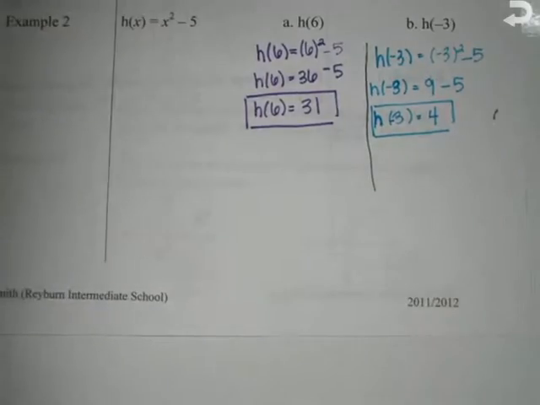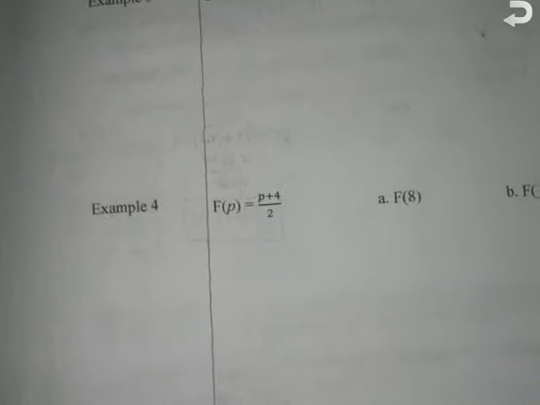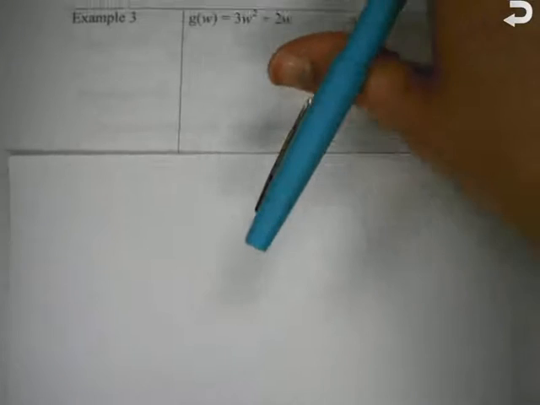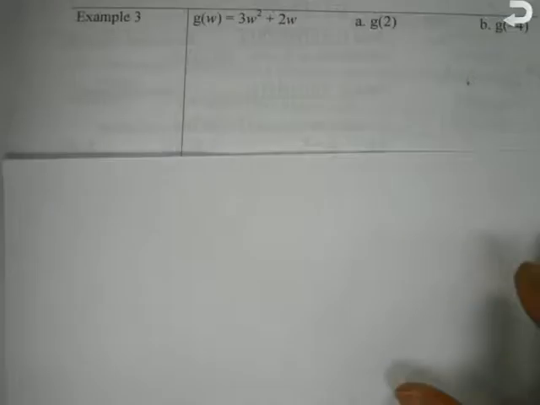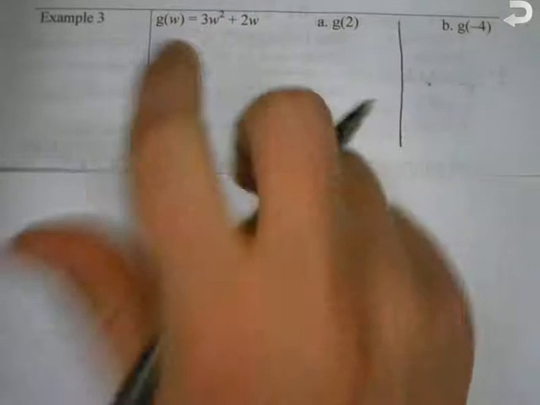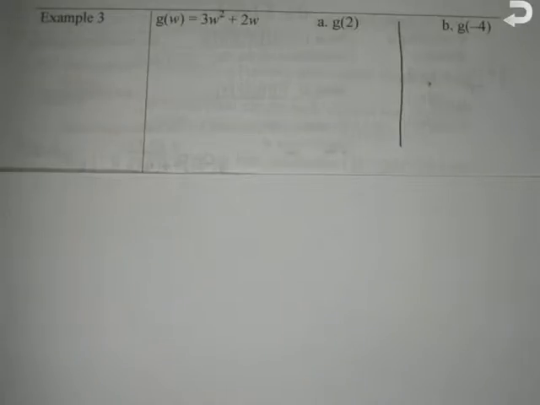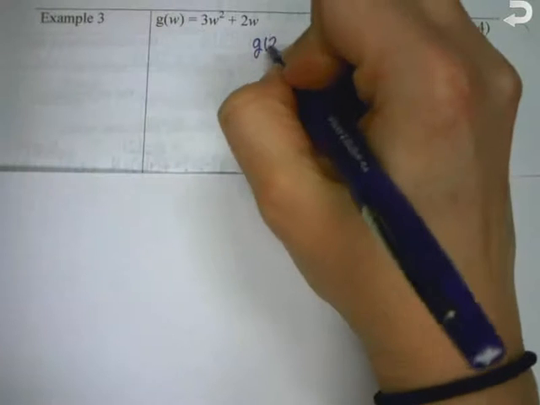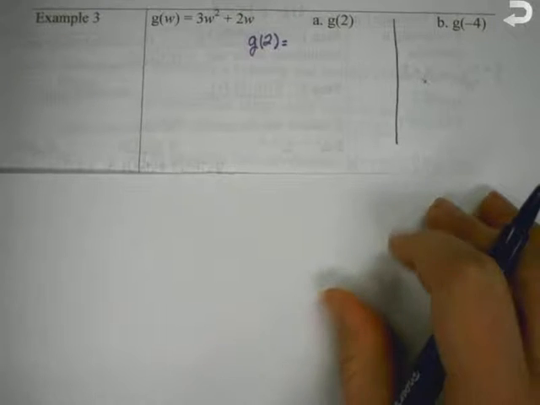Okay, example 3. g of w equals 3w squared plus 2w. So what's the variable in this case? It's not x, it's w. So we're actually going to be plugging it in twice. So g of 2 is equal to, I need to plug in 2 for w anytime I see w. So that is 3 times 2 squared plus 2 times 2.